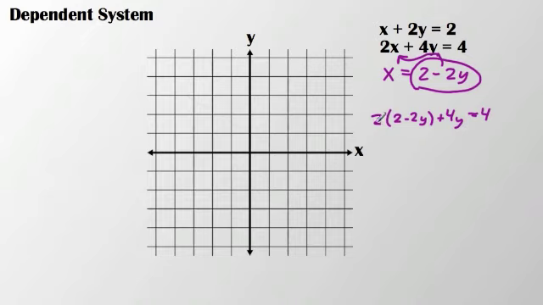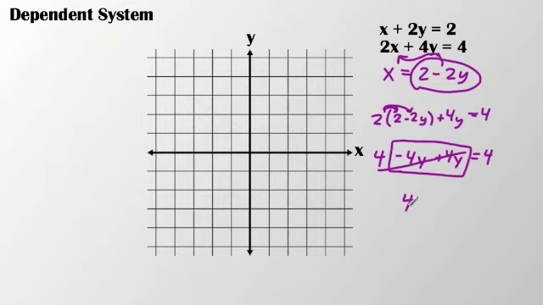Then I have 2 times 2, which gets me 4, minus 4y plus 4y equals 4. When I take this negative 4y and positive 4y, they cancel out and I'm left with 4 equals 4. Unlike the inconsistent system we had before, 4 always equals 4. There's never a time when 4 will not equal 4, unless it's 5, in which case it wasn't 4.